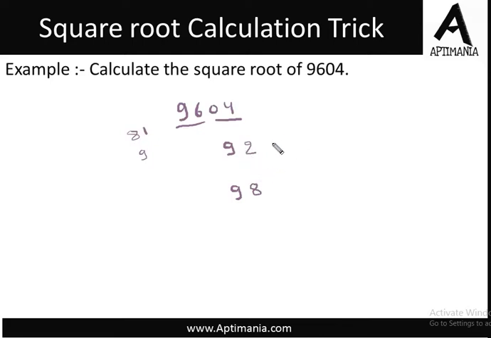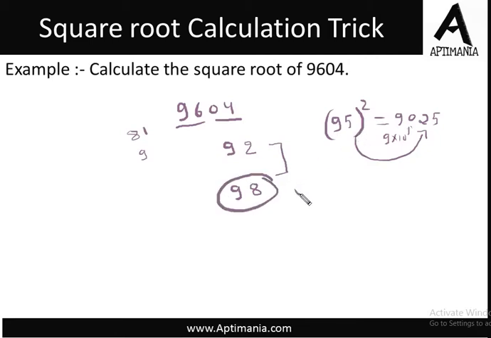Now again, how to find out between these two? So we'll calculate the square of the middle number, that is 95. The square of 95 will end in 25, and 9 into 10 is 90. So 9025 is the square of 95. Now this number 9604 is greater than 9025, so it must be the square of a number which is greater than 95. So 9604 is the square of 98. Right. Moving to the next example.